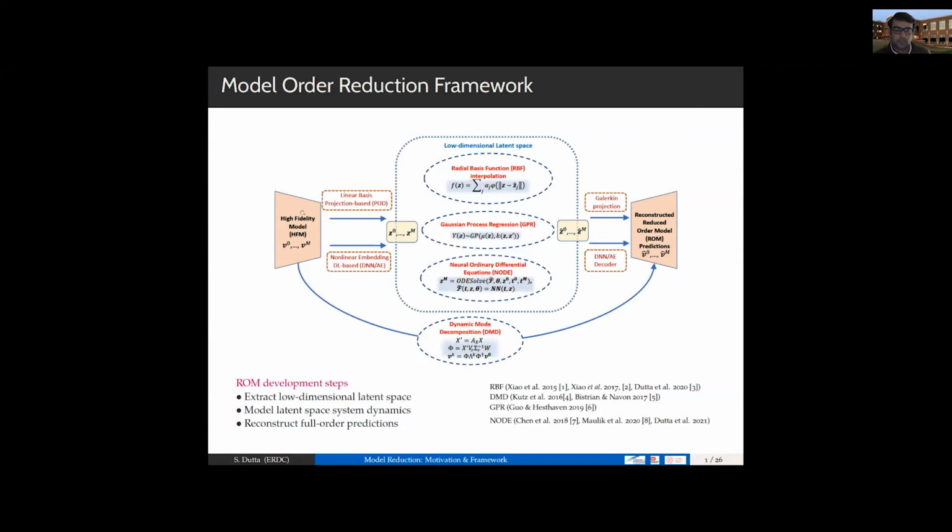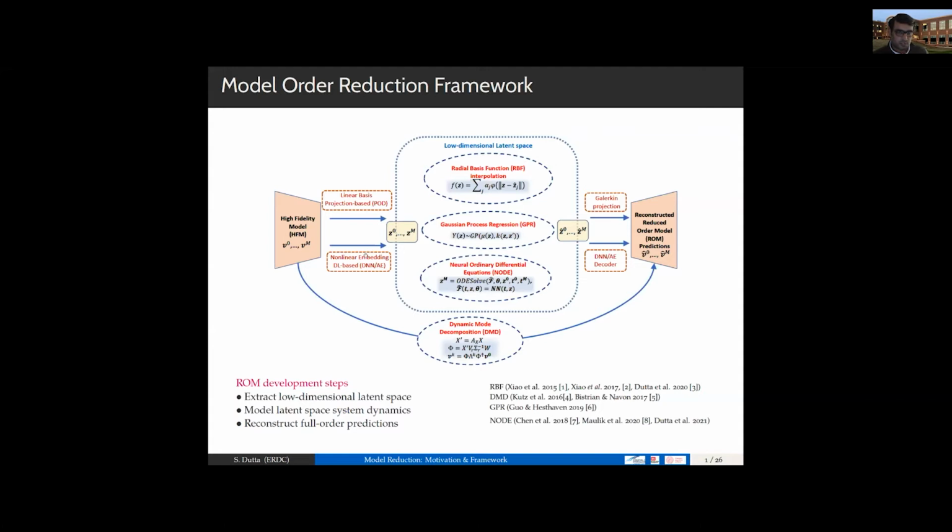If we have a high fidelity numerical solver as shown here, which produces system snapshots, then the first step is to extract or identify a low dimensional representation of the system using a latent space, or using a linear projection method like POD, proper orthogonal decomposition, which guarantees some sort of optimality in the least square sense. The basis vectors are orthogonal, and they're also arranged according to the energy content.